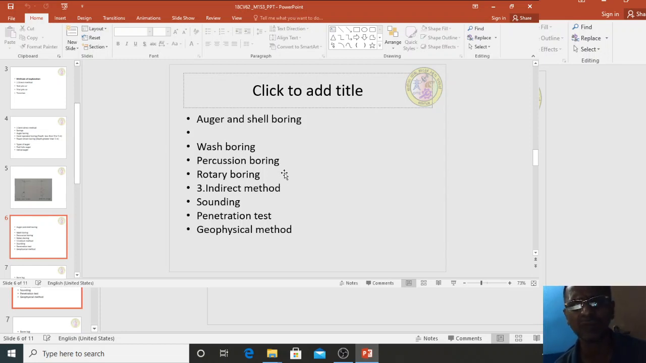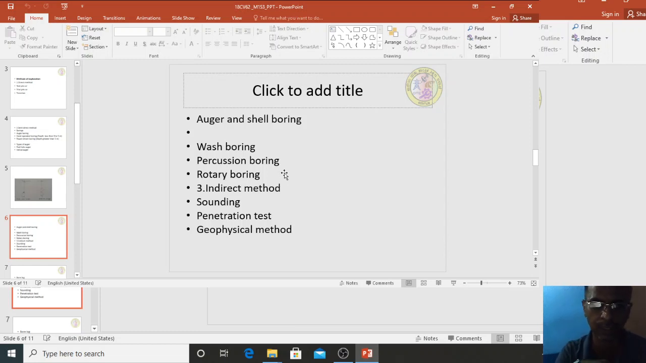The other types of boring are wash boring, percussion boring, and rotary boring. Wash boring is used whenever you want to collect a soil sample below the water table. If a hard bearing stratum is there and a drilling bit is used, it is called percussion boring. When you have to cut the core of the rock, we use a diamond drilling bit, and that is called rotary boring.